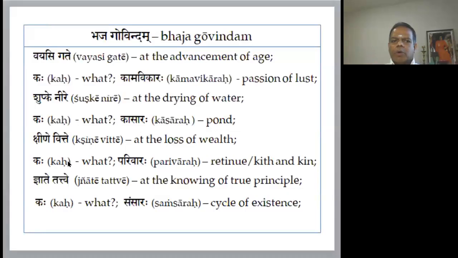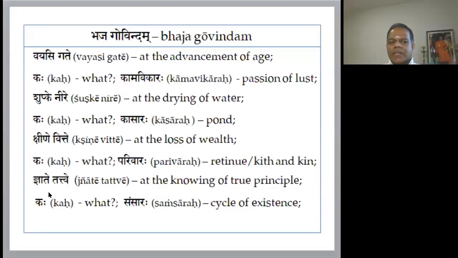Kshine vitte, again Sati Saptami, both of them are in the seventh vibhakti. Kshinaha means a loss, or depletion, when something is depleting. Vitta is wealth. I think we have already looked at Vitta. Vitte is the seventh vibhakti. So when the wealth is depleting, there is a loss of wealth. Kaha parivara. Parivaraha means retinue, people surrounding one, or you can say relations also. When the wealth is reduced, what is a relationship? There is no retinue. It doesn't exist. Everyone will leave. And I think we already looked at this in the previous verse.